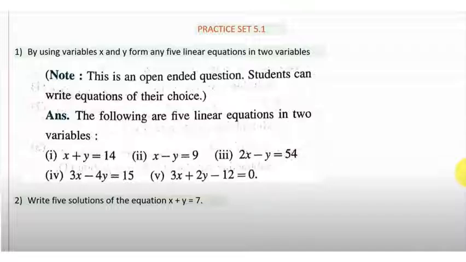X plus y is equal to 14. X minus y is equal to 9. 2x minus y is equal to 54. 3x minus 4y is equal to 15. And lastly, the fifth equation, 3x plus 2y minus 12 is equal to 0.